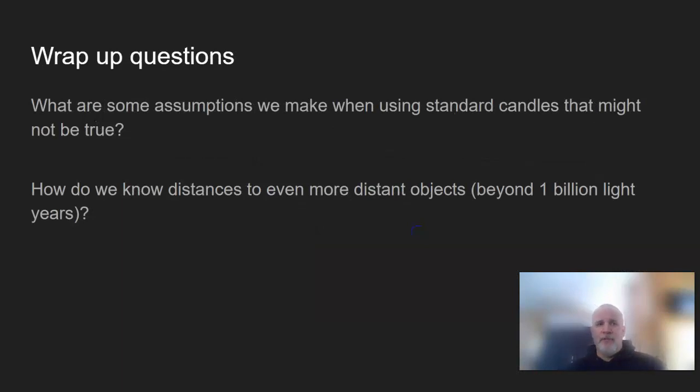So, a couple wrap-up questions. What are some assumptions we make when using standard candles that might not be true? We assume things about Cepheid variables, and we assume things about supernovae, but what if one supernova was a little bit brighter than normal? Or what if one Cepheid variable just isn't accurate? We're making assumptions, and we're using our best guess. And how do we know distances to even more distant objects, like things that are over 1 billion light years? That's a good one to ask, and that's something worth looking up sometime. It's actually very difficult to do, but science has figured out a way.